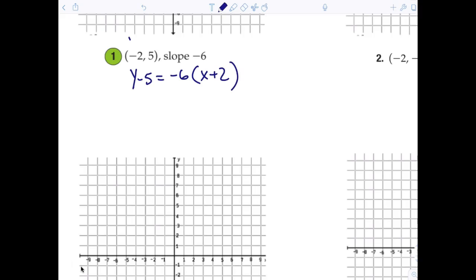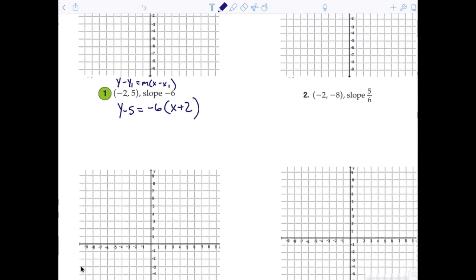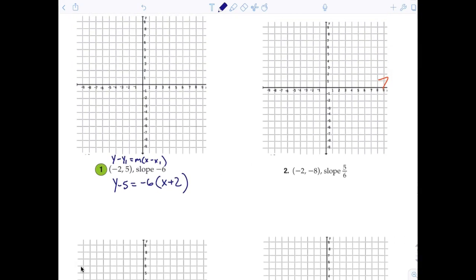For those of you who forgot, the formula is y minus y1 equals m times x minus x1. Anybody have any questions with that? Now I'm just going to show you. In the past, we've graphed the y-intercept and then used the slope to find another point. But right now, they're giving us the point negative 2, 5. So we're going to graph negative 2, 5. If I graph negative 2, 5, I would be right here. Is everybody good with that? Everybody plot that point.